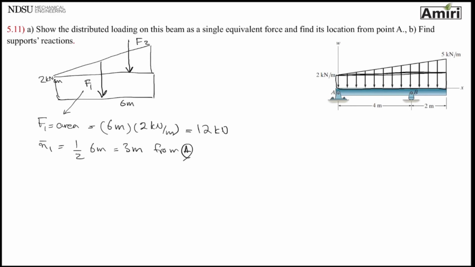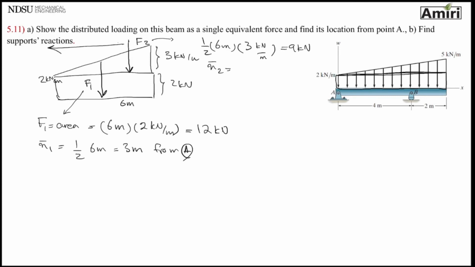Okay, found F1. F2, let me see, this whole length is 5, so this is 3 and this is 2. Area of the triangle is going to be 1/2 of the whole length, 6 meters, multiplied by the base, 3 kilonewton per meter. So that is going to be 9 kilonewtons. The distance of it from point A is, this is 2/3 of the length. So it's going to be 2/3 of 6 meters, which is going to be 4 meters from A. Okay. So again, remember this, we are not doing free body diagram. We are not doing the support yet. So this is not a free body diagram that I'm trying to do.